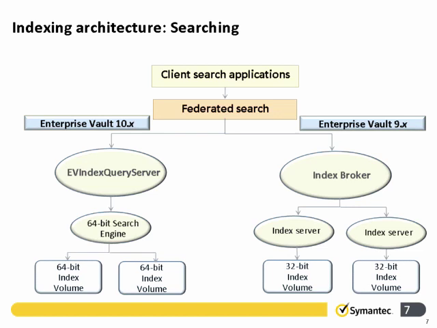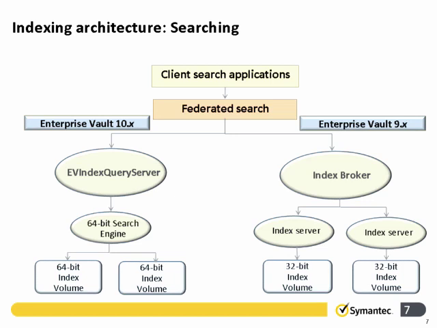Now, what will happen is that once that call has been made from the client application to perform a search, we'll generate a federated search, which means we will have the search combine the results from both the 32-bit indexes and the 64-bit indexes. So let's look at the side that deals with the 32-bit indexes. And this is the way that indexing occurred in earlier versions of Enterprise Vault.